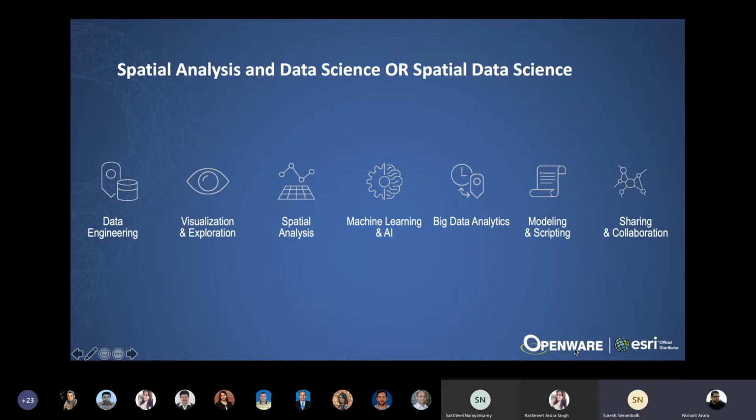But there are other functional groups like machine learning and artificial intelligence, big data analytics, modeling, scripting, sharing, and collaboration. So we will be talking about each of these functional groups very briefly during this presentation. But in the later half of the presentation, I will be focusing more on machine learning and artificial intelligence.